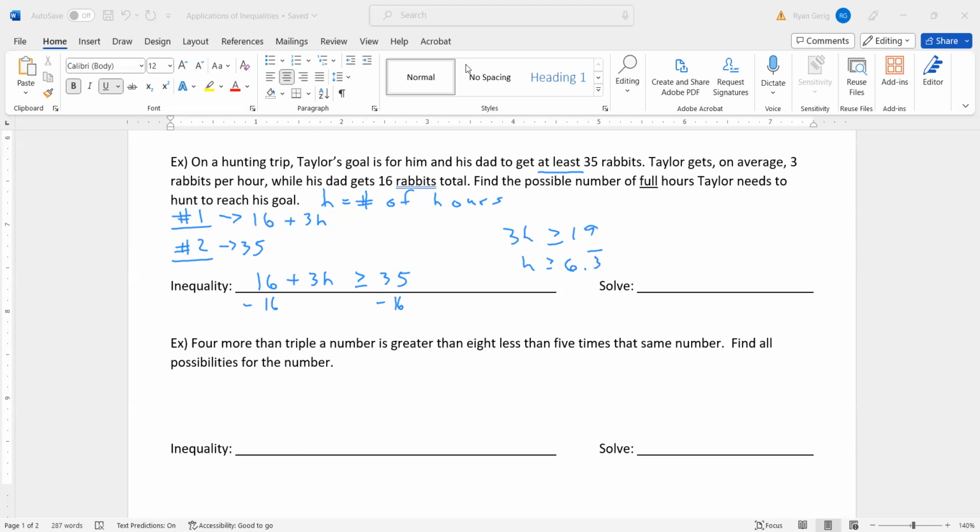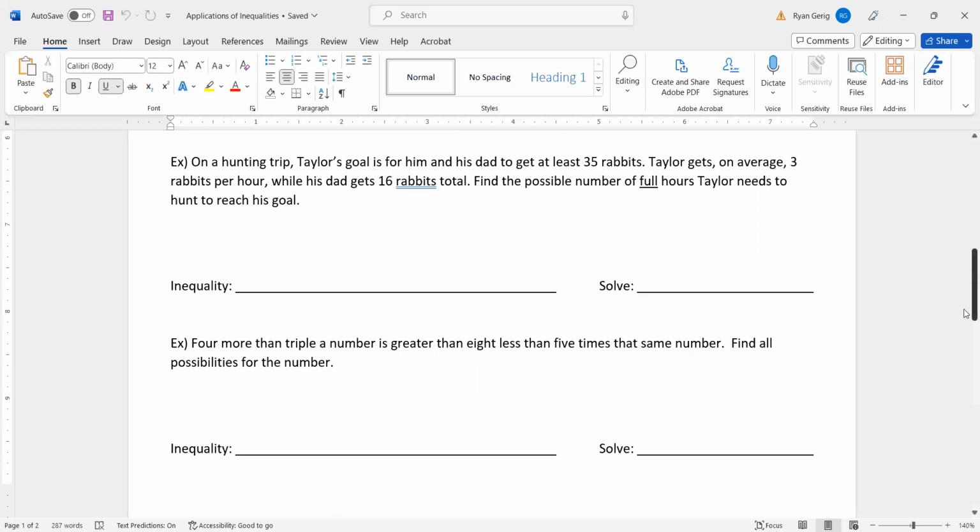I want the number closest to 6.3, the closest whole number to 6.3, that's going to make that true. So it's basically either going to be 6 or 7. 6 is not going to make a true statement. 7 will. 7 is greater than or equal to 6.3, right? That's the first whole number that makes this true. So his hours that he has to hunt is greater than or equal to 7. So he's got to hunt for 7 hours or more to get his goal. That's where the interpretation comes in.